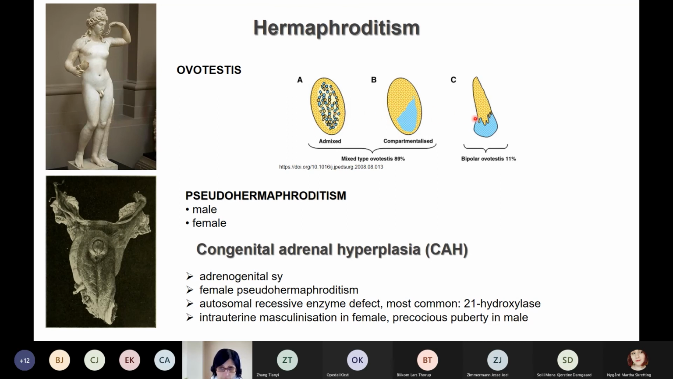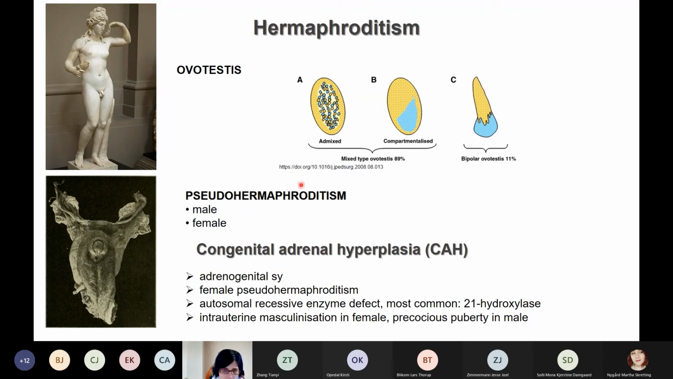These are the possible arrangements, but of course it is only for demonstration. You should not need to know that. Generally, in 70% of cases, true hermaphrodites have a karyotype of 46XX.